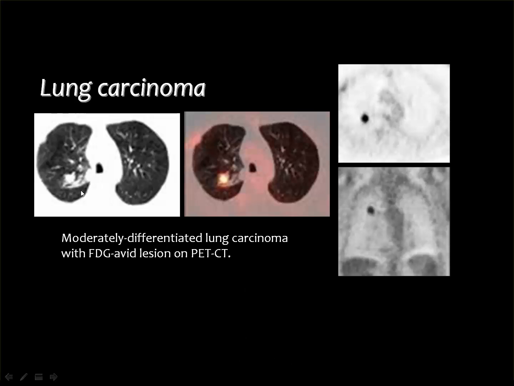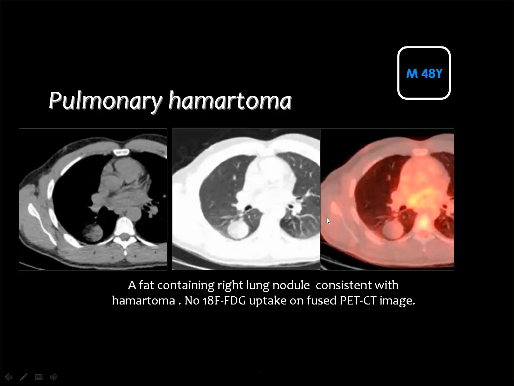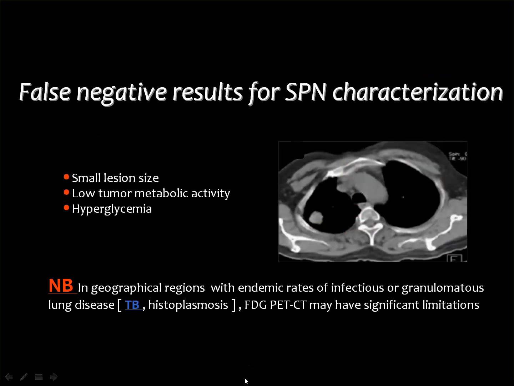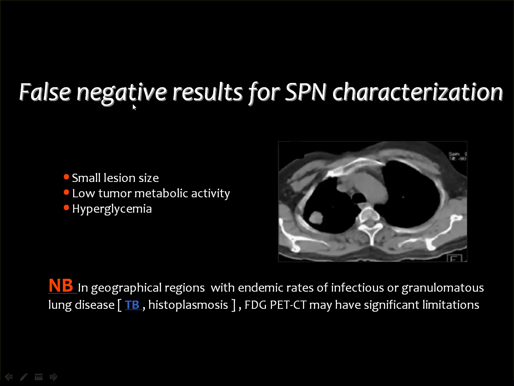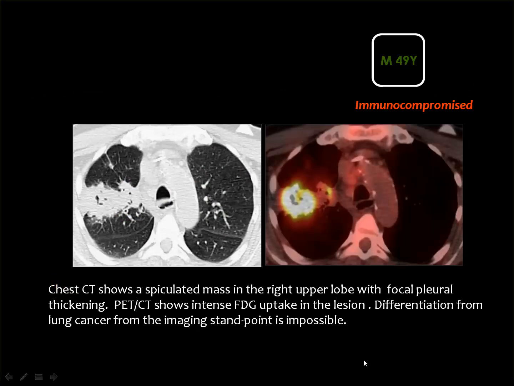This is a lesion associated with some atelectasis with significant uptake and has been proved to be a lung cancer. And this lesion with fat inside, diagnostic of a hamartoma, showed no significant uptake on the PET scan. This nodule in the right upper lobe is examined by PET-CT and showed significant uptake, but it has been proved to be a tuberculoma. These false negative or false positive results for PET-CT may be encountered in the clinical practice.